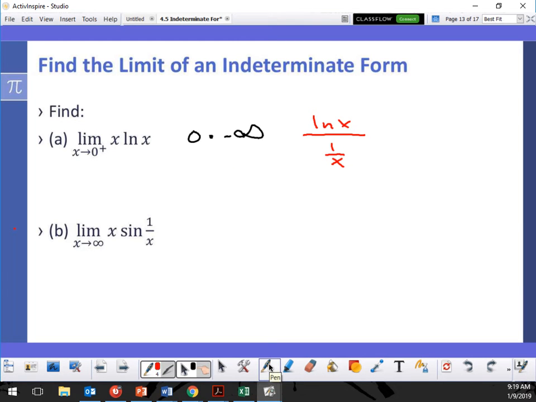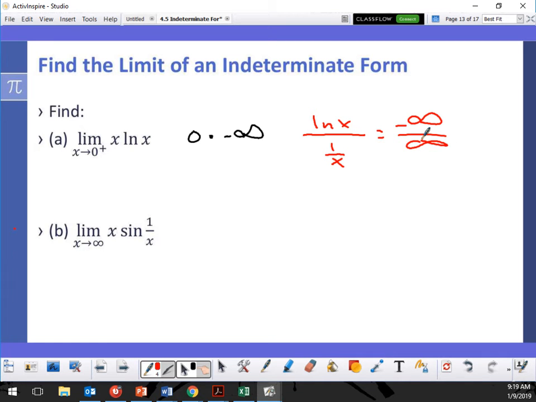And now let's try and do it again. If I plug it in there, on top I get negative infinity, right? And on the bottom, if I get really, really close to 0, it's getting really, really small on the denominator. So 1 divided by a tiny number is going to go to infinity. Okay, so this is infinity over infinity.